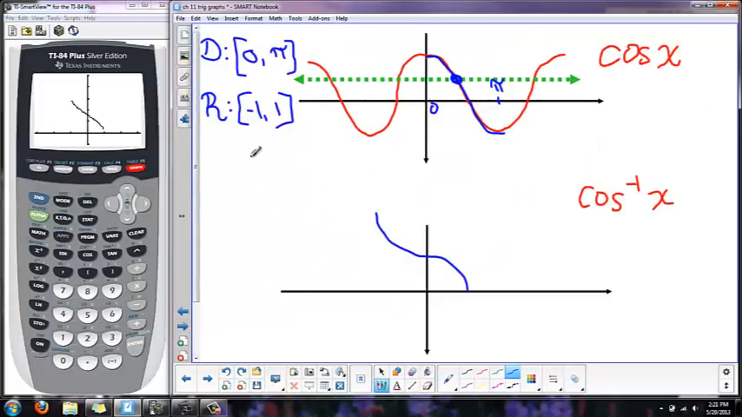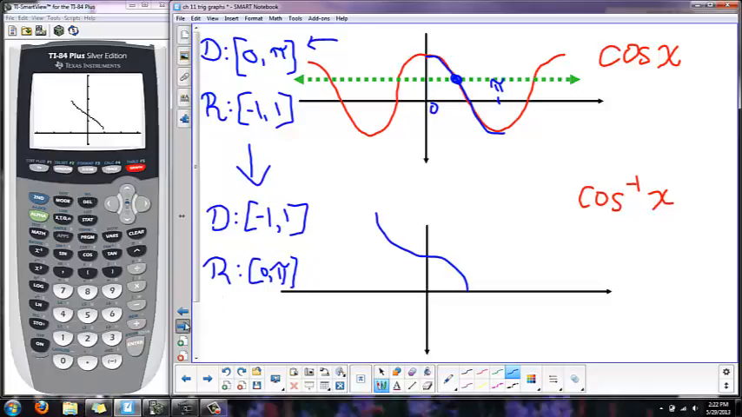So that's the domain and the range for cosine of x, because I had to restrict my domain right here. So if I want to know what the domain and the range of the inverse of cosine are, my new domain is -1 to +1 because I'm flipping these two values now, and my new range is between 0 and pi. Alrighty.